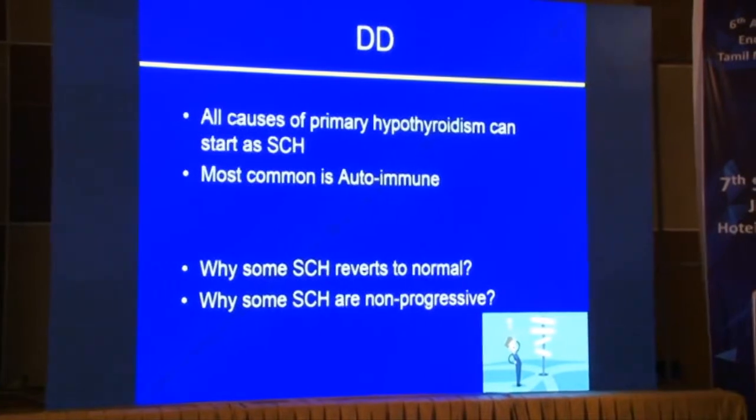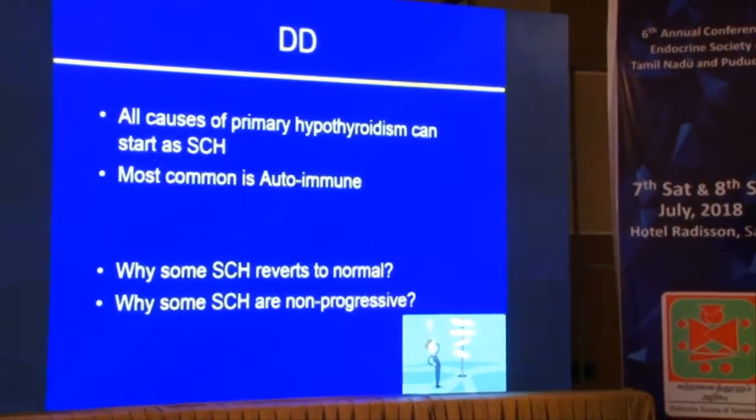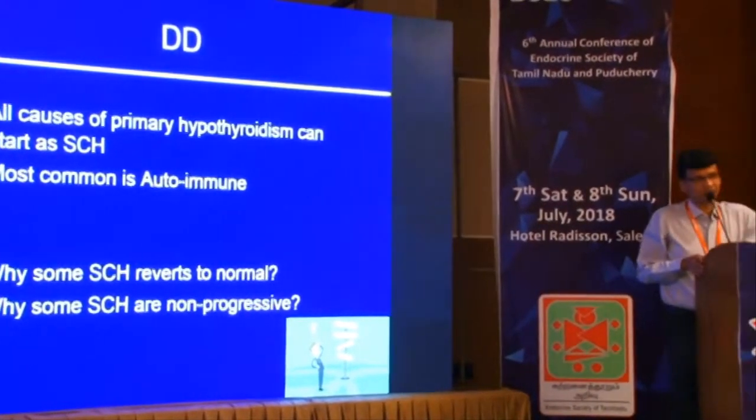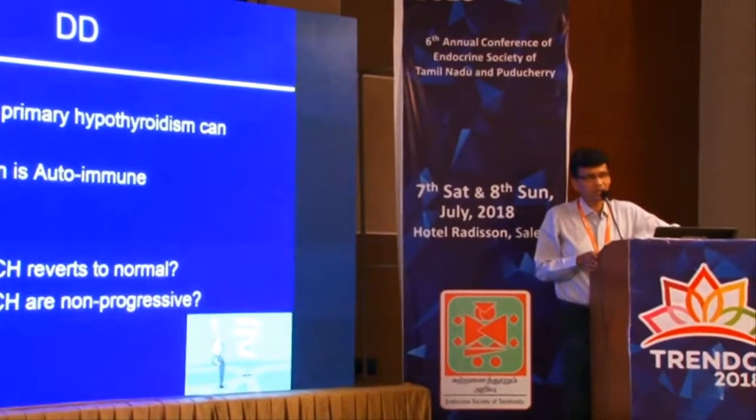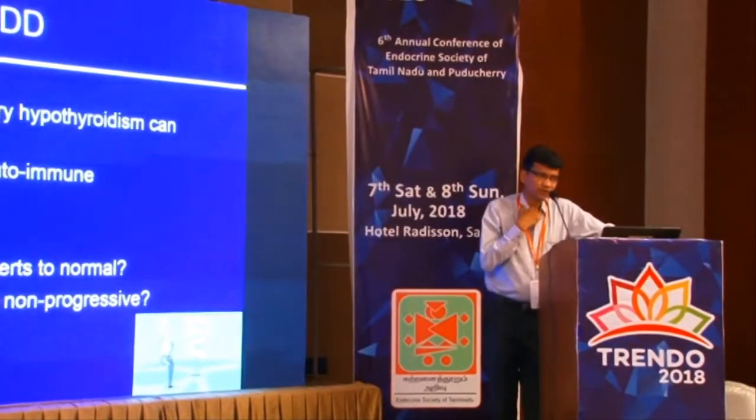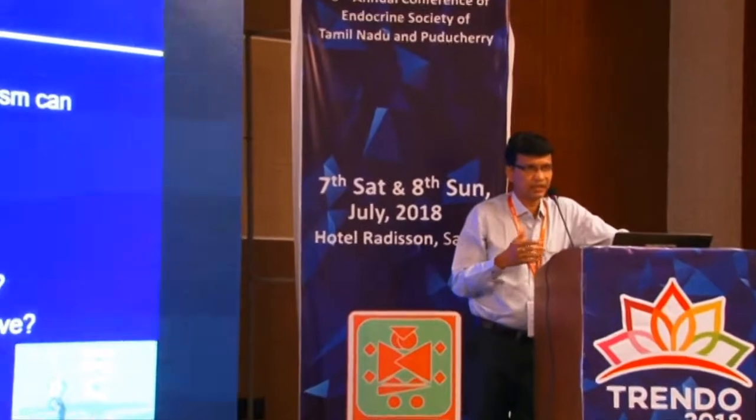So what are the reasons for this mild elevation? All causes of primary hypothyroidism can start as subclinical hypothyroidism and progress to overt hypothyroidism. Autoimmune is of course the most common cause. Any cause which can cause overt hypothyroidism can cause subclinical hypothyroidism. But why are some cases not progressing to overt hypothyroidism and why are some reverting back to normal? So what are the reasons for that?